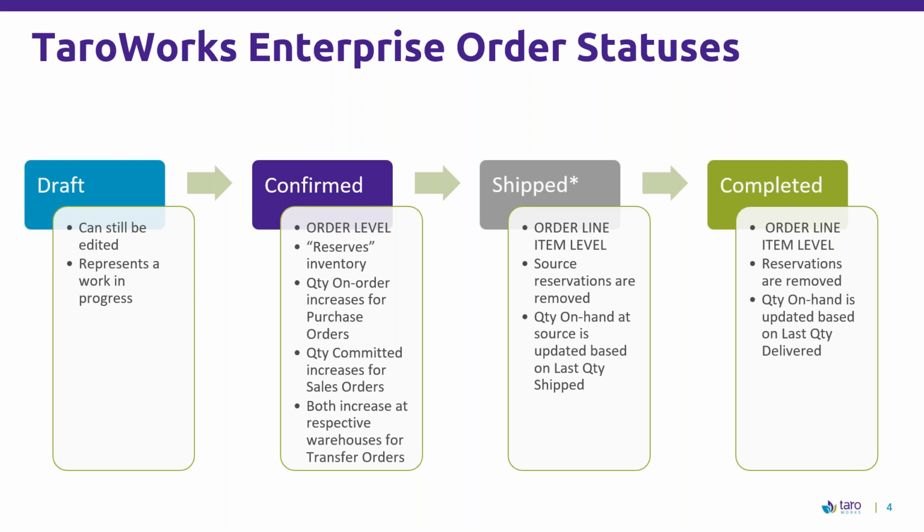The next status we're going to see is the shipped status. This represents an order that has been shipped, or inventory has left the warehouse. This is an optional status for a transfer and sales order. It is most applicable when you have inventory that takes days before reaching the destination and we need to update the correct values at the source warehouse. For an order to be shipped, all Taro order line items must be shipped first.